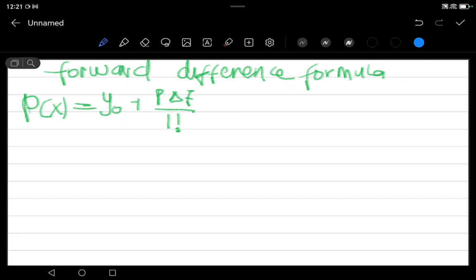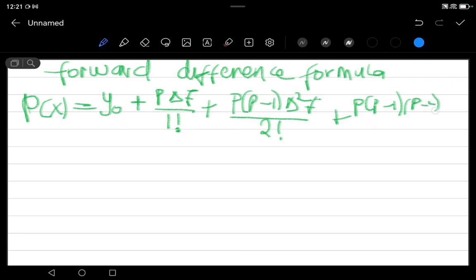Guys, you have to cram this formula. I don't think they bring it on your formula sheet. You have to know it, if I'm not mistaken. Okay, plus P into P minus 1 change squared f over 2 factorial, okay, plus P into P minus 1, P minus 2, change to the power of 3f over 3 factorial, okay.